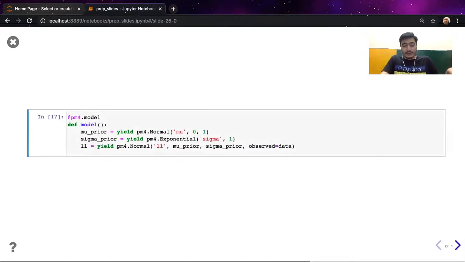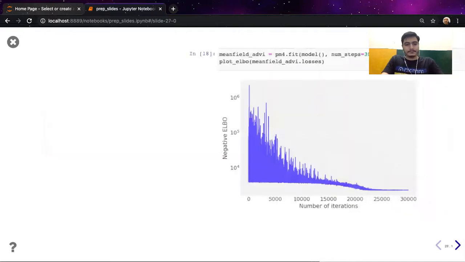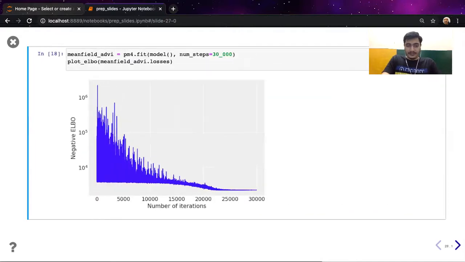So this is how the model defined earlier for estimating the mu and sigma looks like in PyMC4. We're going to just define the normal distribution like before, the exponential distribution, and we just pass in both these priors for computing the likelihood and pass in our observed data as well for the likelihood. You're going to see the number of lines of code has been reduced.